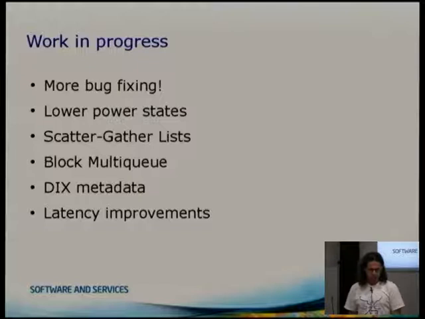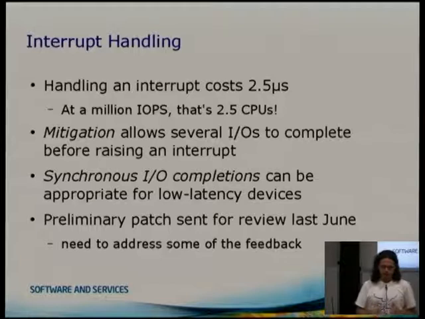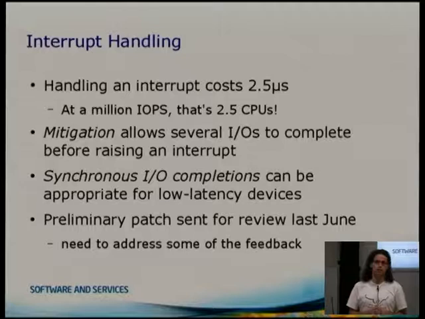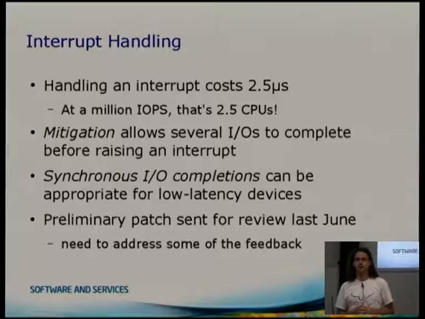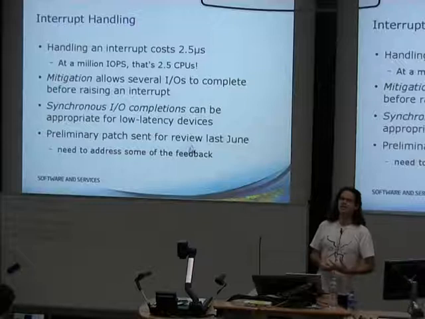So handling an interrupt costs 2.5 microseconds. That doesn't sound like a whole lot. I mean, you can't get a whole lot done in 2.5 microseconds. It's maybe 7,500 instructions. It's not nothing, but 2.5 microseconds isn't that much. But when you start to talk about, oh, I've got a million IOPS device and I've put it on a machine with 4,096 CPUs, then 2.5 of those CPUs are being used to do nothing but service interrupts. And you can see a customer saying, do I really need to spend 2.5 CPUs just to service interrupts?